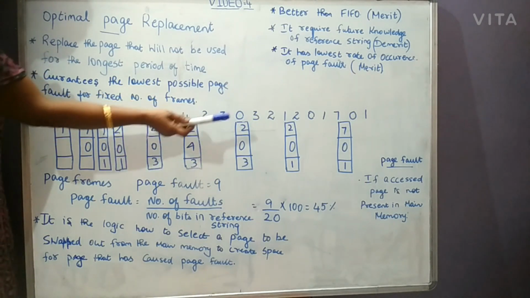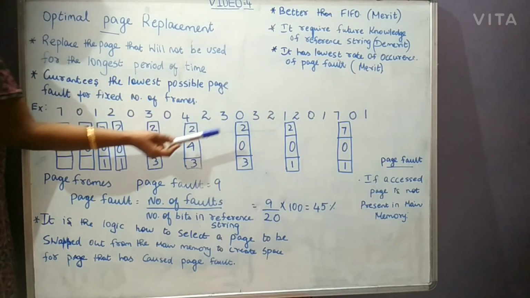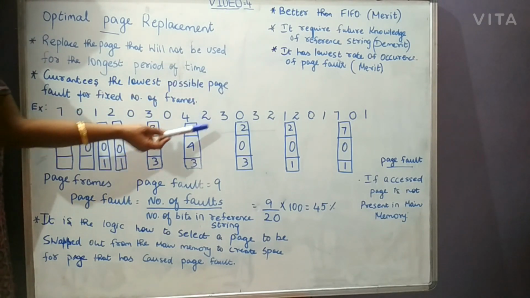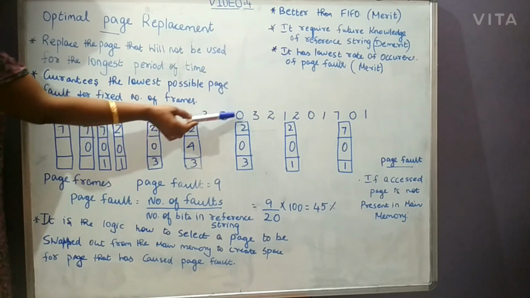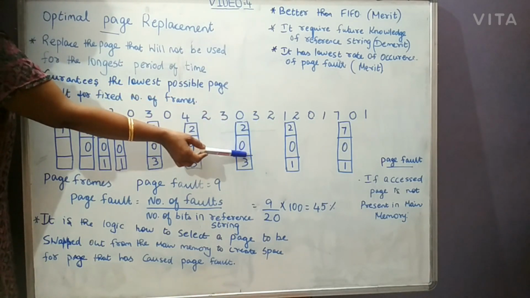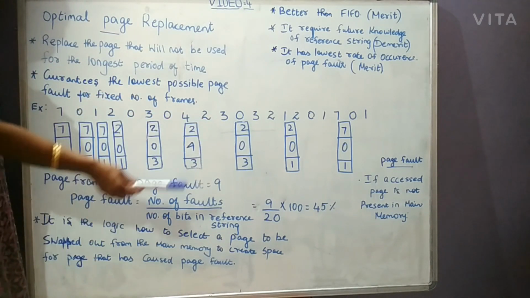Now I want to include 0. 2 I want to use soon, 3 also I want to use soon, and 4 is the one not used for the longest period. So in place of 4 I am replacing 0. Again 2 is already there, and 3 is already there, so no need for a page fault for 2 and 3.